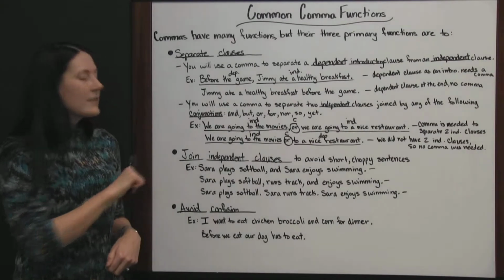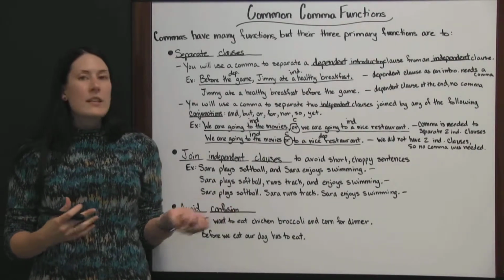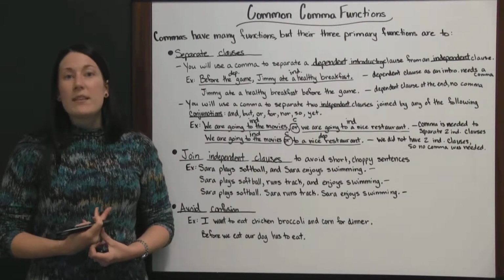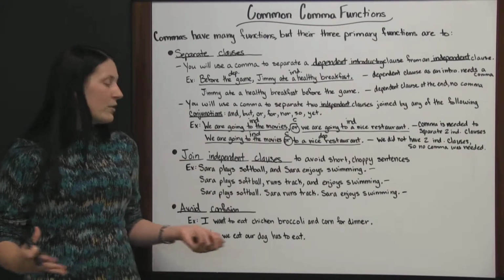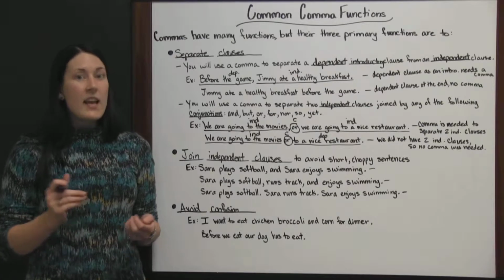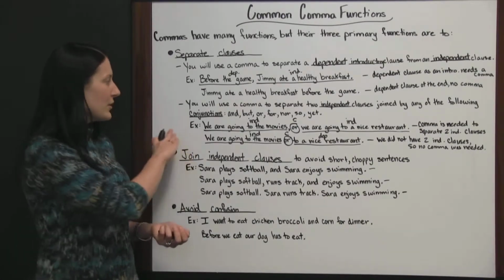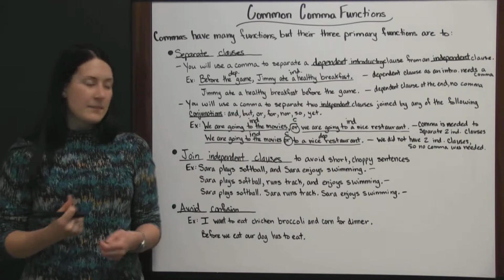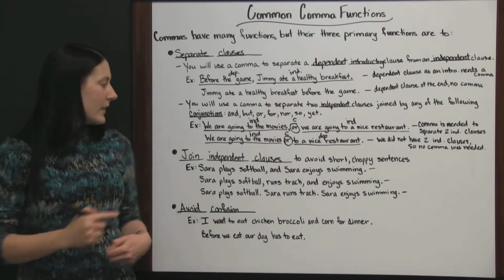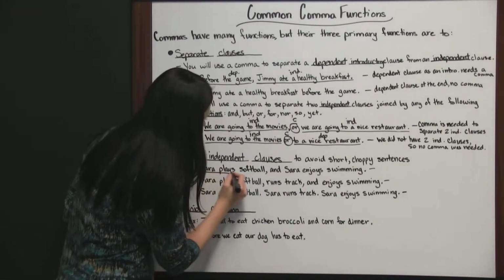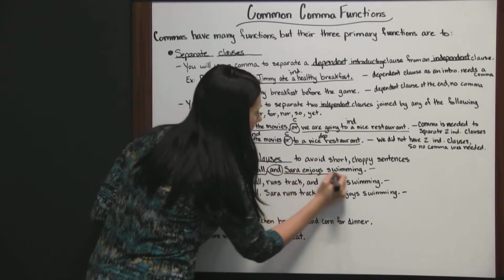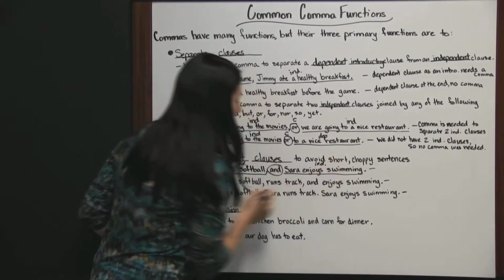Okay, now let's look at the second primary function of a comma. To join independent clauses, to avoid short, choppy sentences. So generally, whenever we are going to join independent clauses, we're doing it so that we don't have a series of short, choppy sentences. Now you're going to see that this might look a little similar to where we separated independent clauses. Sarah plays softball and Sarah enjoys swimming. Okay, and this one we had an independent clause, a conjunction, and an independent clause.